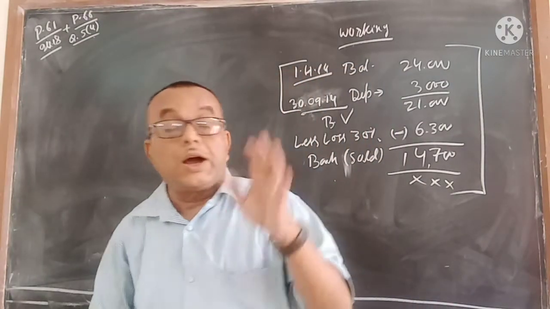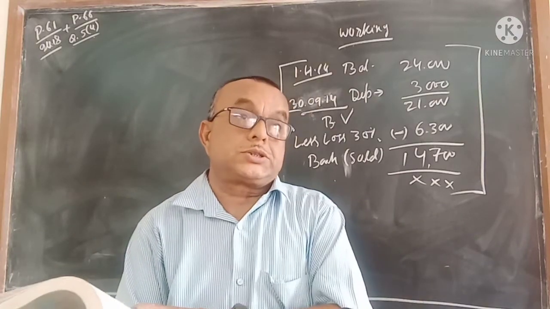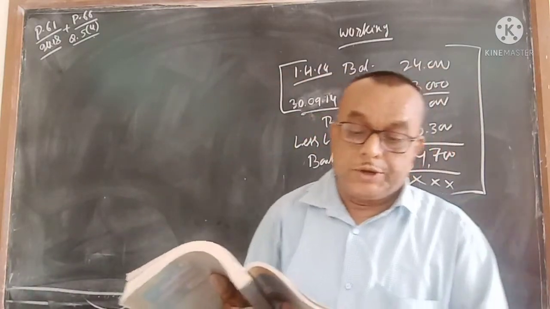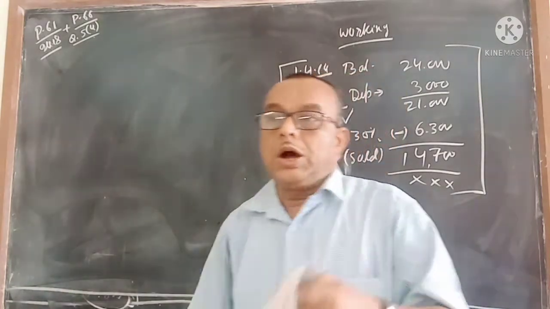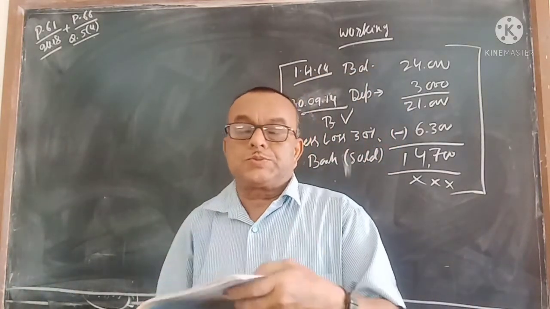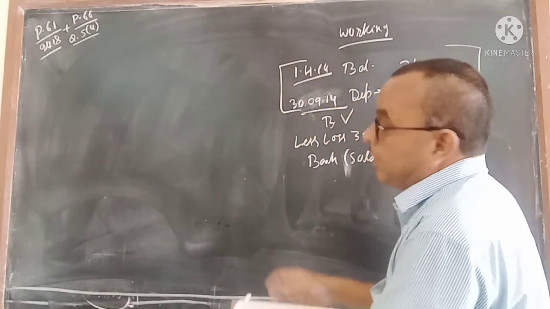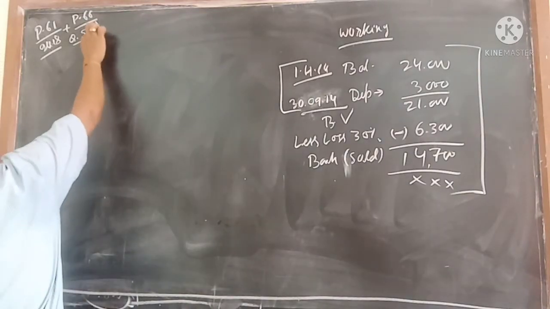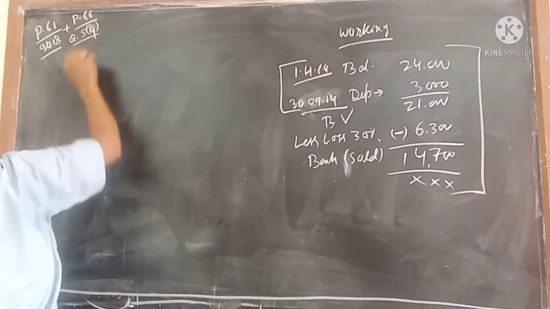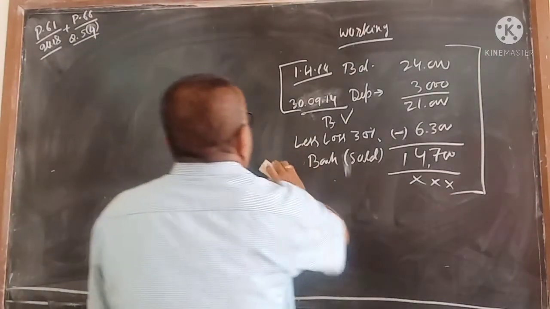This is the overall idea about the machine account. These are the most important things which you have to understand. The remaining part you will try to do yourself. The hardest part I already told. Now let me do one more question from your exercise, page number 66, question number 5 of 4. These are most important questions.